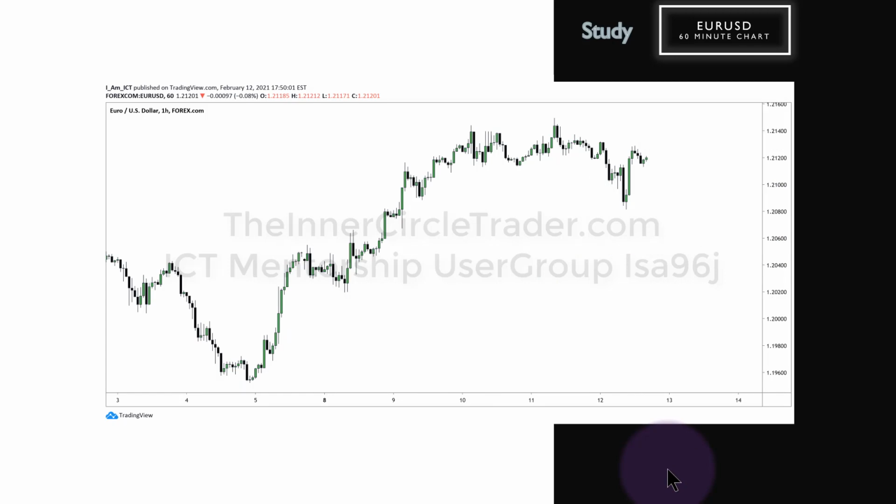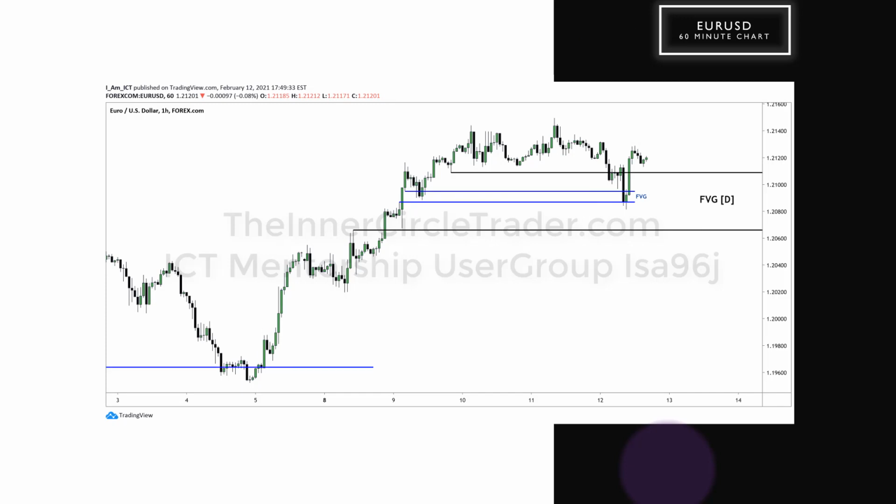Eurodollar hourly chart. All right, here's that daily buy side imbalance, sell side inefficiency in the form of a fair value gap. So it's this level here, which is the premium high. This level here, which is the discount low on the daily chart. All we're doing is transposing those levels that were marked up on the daily chart. When we drop down into the 60-minute chart, they will exist here and here.